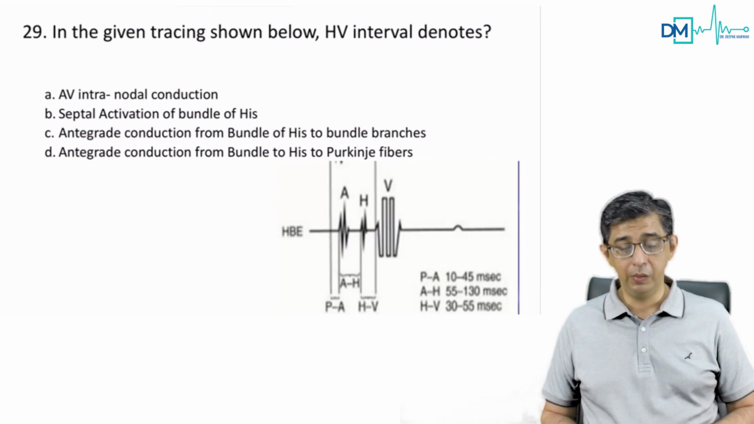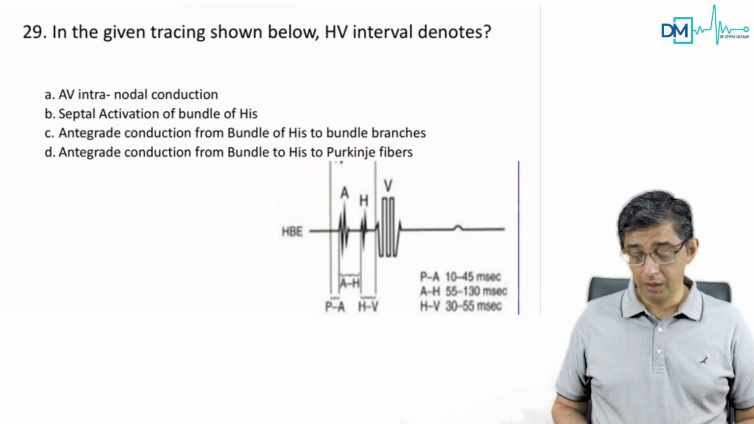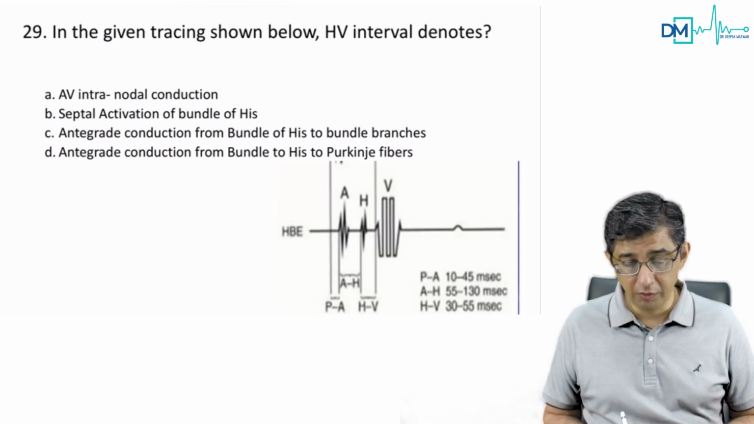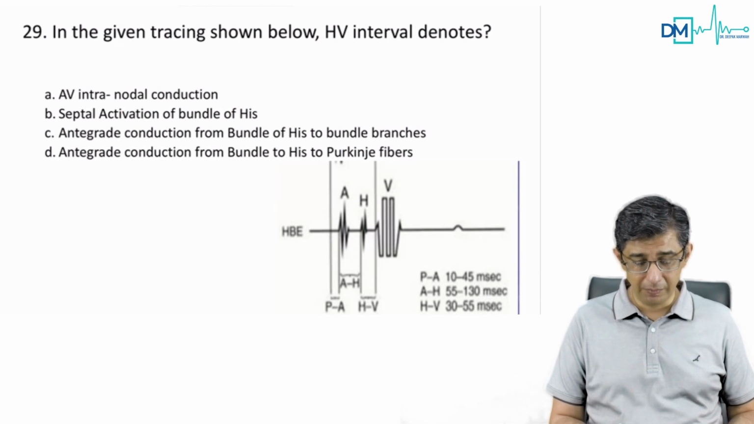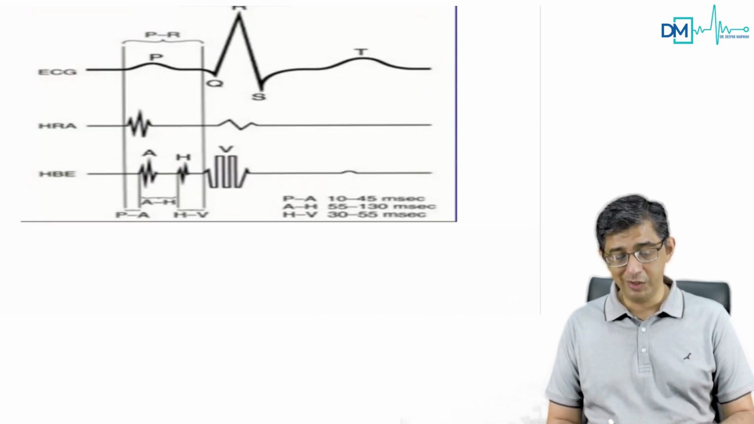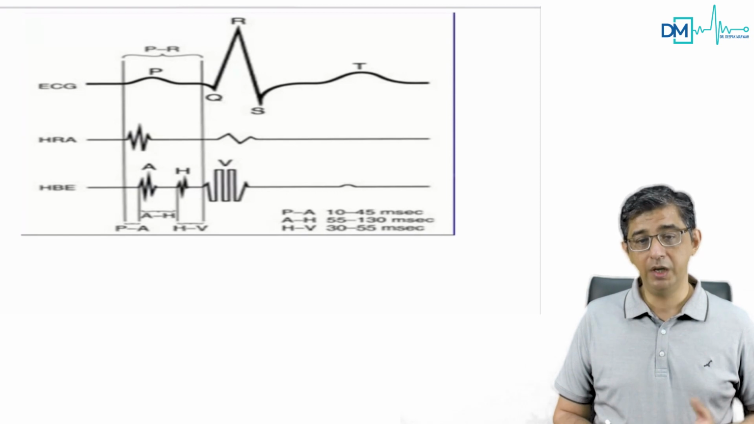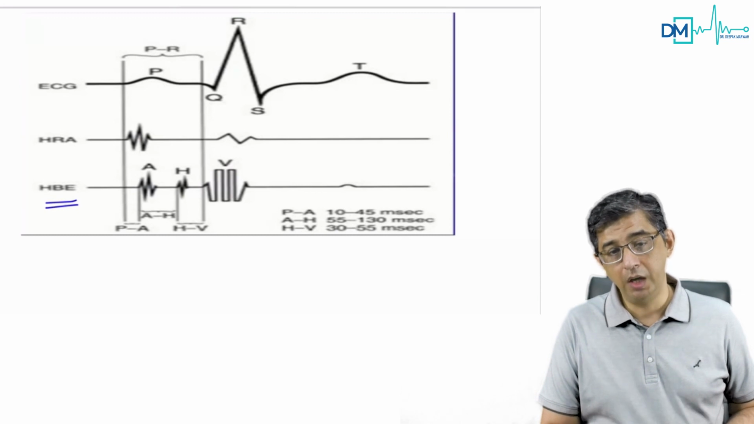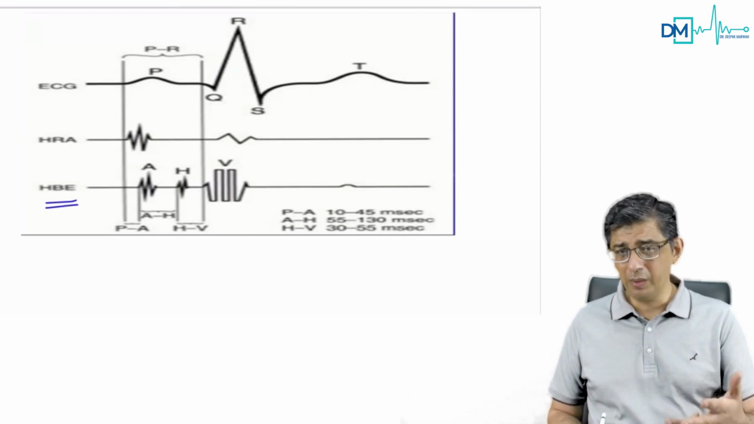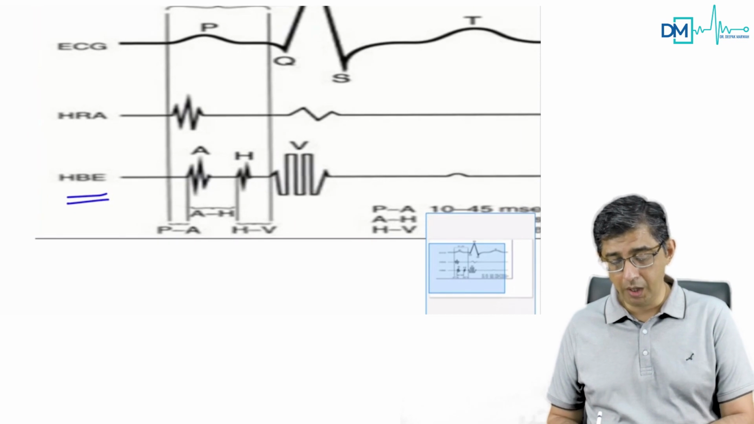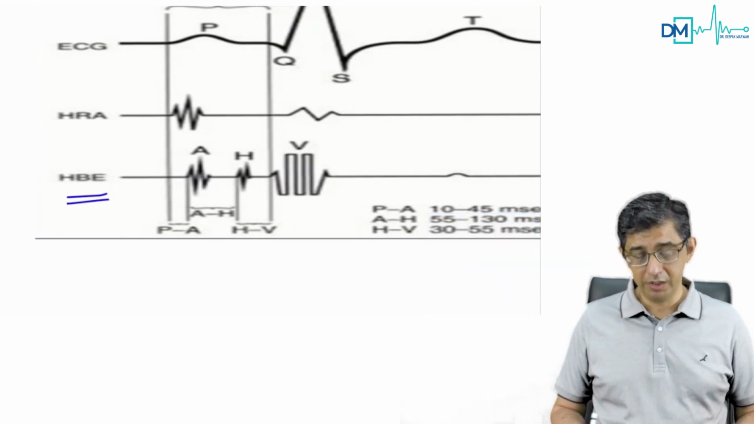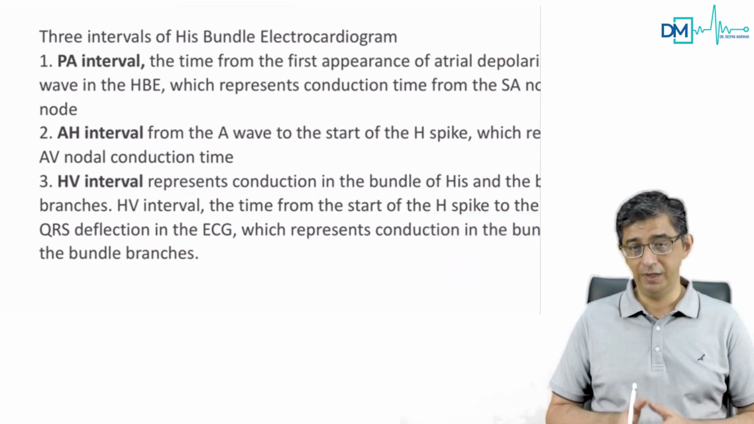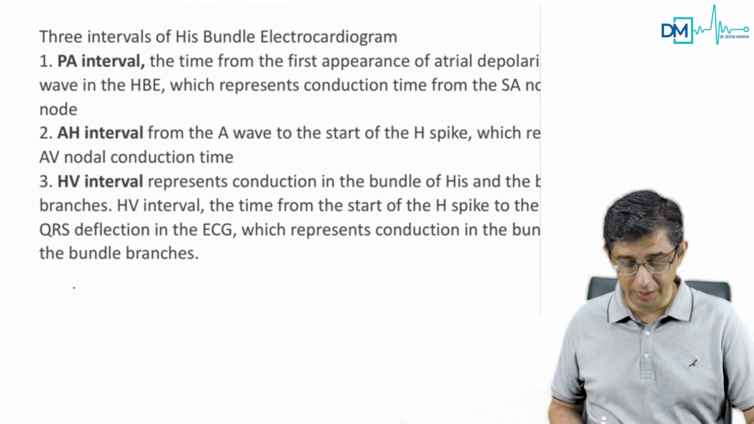Moving to a question that talks about the HV interval in a very peculiar tracing. The image given here can definitely cause jitters, but this is from first year, guys. This is from Ganong. This is actually not a question of internal medicine; it's because of integrated teaching that I've discussed it here. But I want to highlight that a His bundle electrocardiogram was the one that was given. In a His bundle electrocardiogram, there are just 3 points to be remembered: PA, AH, and HV intervals. So let's do a quick recap. What do the PA, AH, and HV intervals indicate? We are doing a quick discussion here, so I'll just focus on the HV interval.